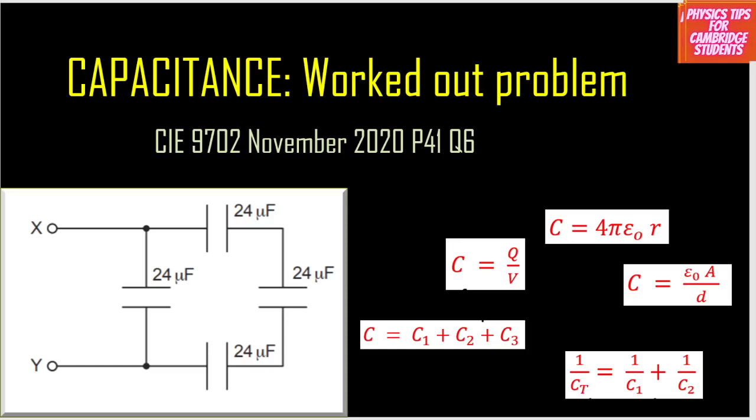Now in this video we're going to look at capacitance. We're going to do so by working out a problem on capacitance and thereby applying the formulae for capacitors in series, capacitors in parallel. The paper that I've used for this video is the November 2020 paper 41, that is question number 6, and it is in the 9702 physics syllabus.